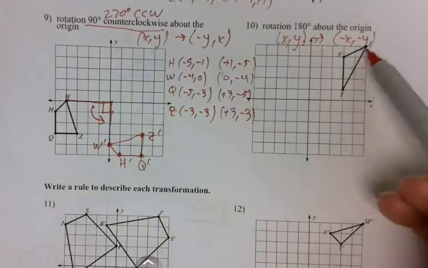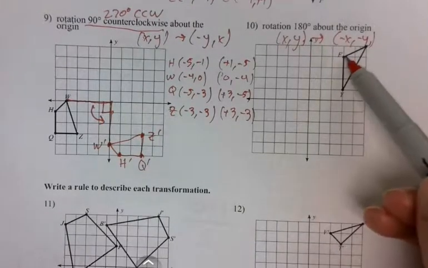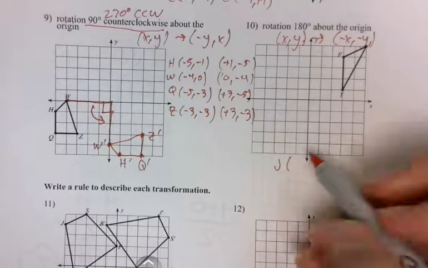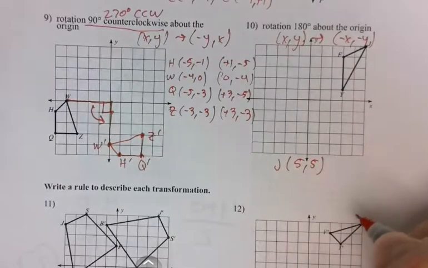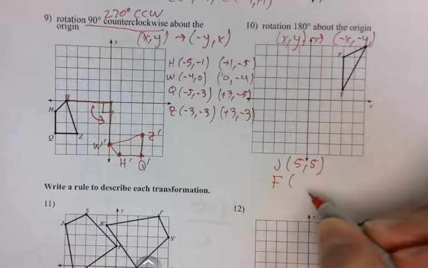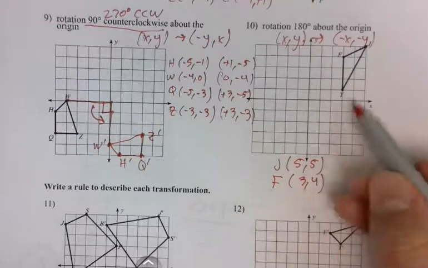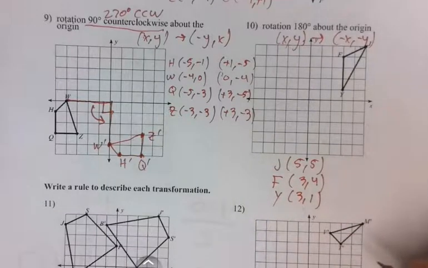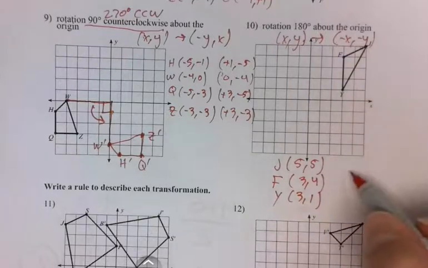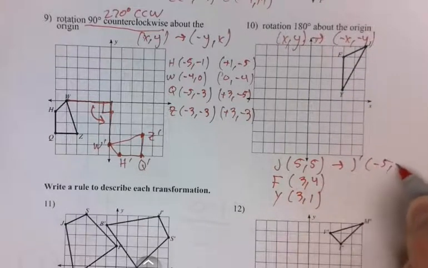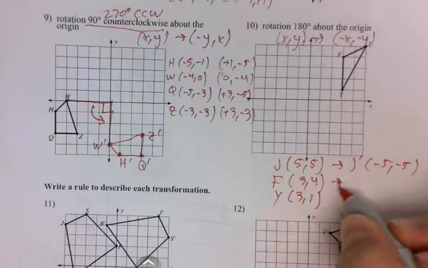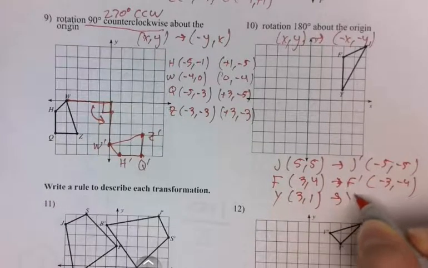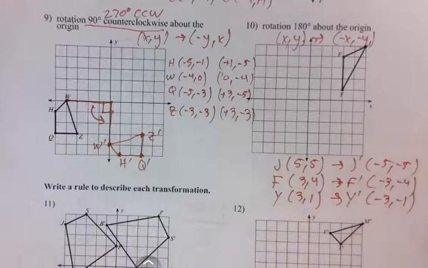Okay, so let's list the points. J, I can't tell if that's an F or E. So J is 5, 5, I think. F is 3, 4. And Y is 3, 1. So for this rule, all I'm doing is changing all the signs. So J prime will become negative 5, negative 5. F prime will become negative 3, negative 4. And Y prime will become negative 3, negative 1.